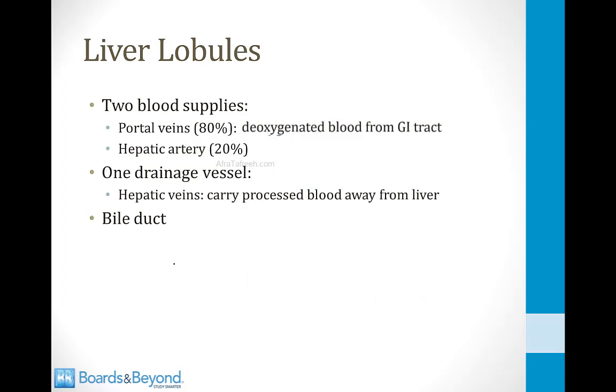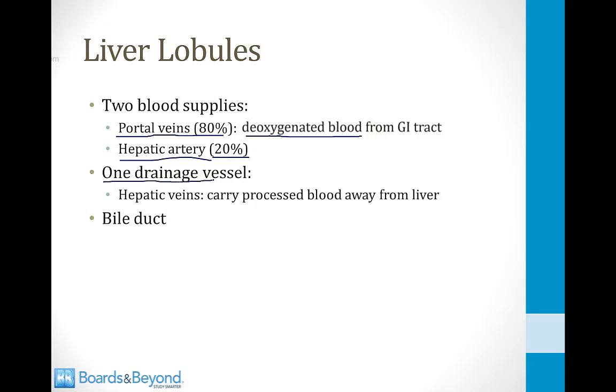So what this means is that liver lobules have blood coming in from 2 different places. Most of the blood to the liver lobules comes in via the portal veins. This is deoxygenated blood coming from the GI tract. There's also some blood that comes in via the hepatic artery. This is obviously oxygenated blood. This represents about 20% of the blood flow to the liver.